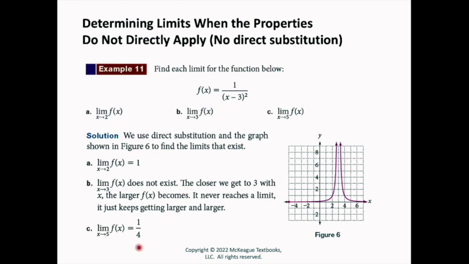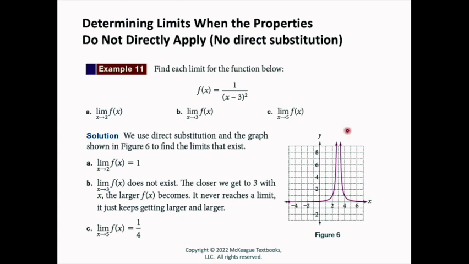a value. In the last part, we need to find the limit as x approaches 5. If I try to use direct substitution, I can in this case because I don't run into getting 0 in the denominator. So I can use direct substitution here. And when we calculate that, we're going to get 1/4.